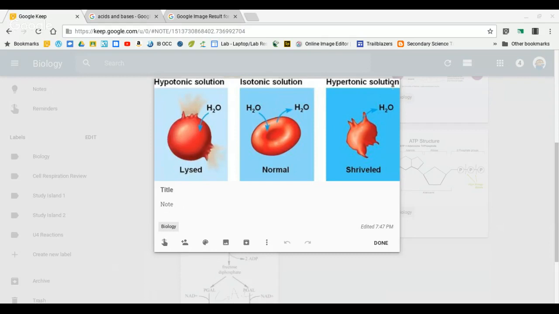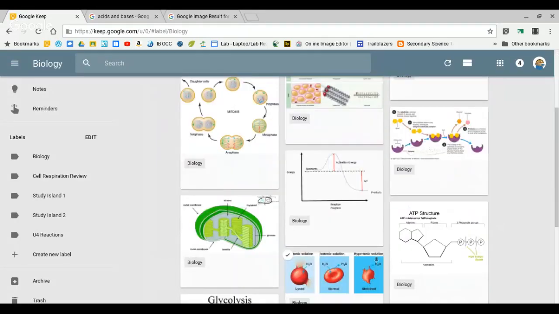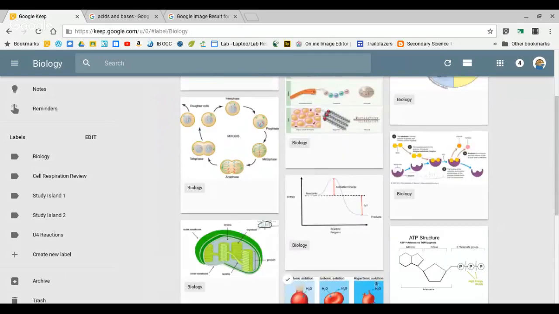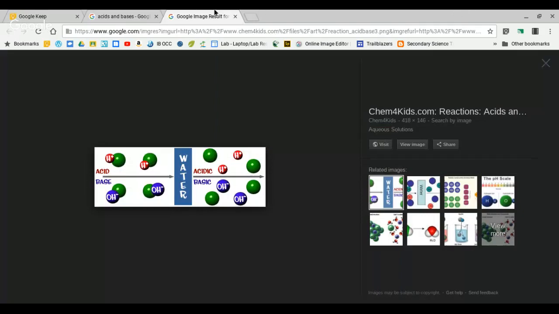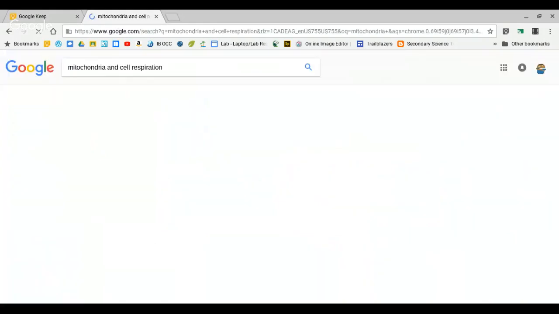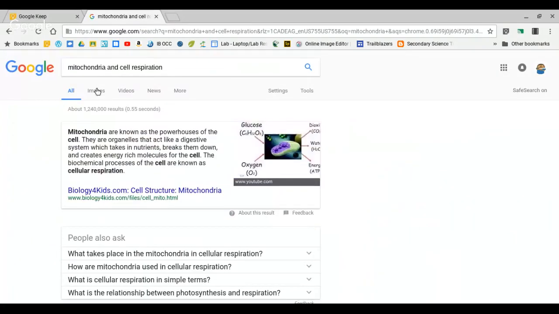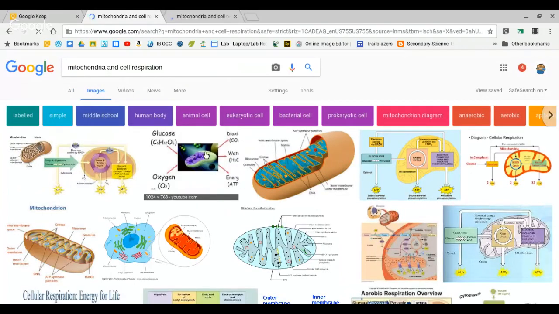Michael's asking about how the mitochondria has H2O coming out. Can I explain that? Sure. That's a very good question. You're just going to have to bear with me for a second, Michael, because I got to find a good picture of that to explain it. Give me one second. And I just found a picture right here. This will have to do.